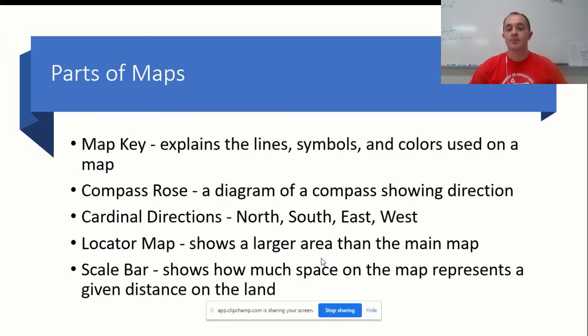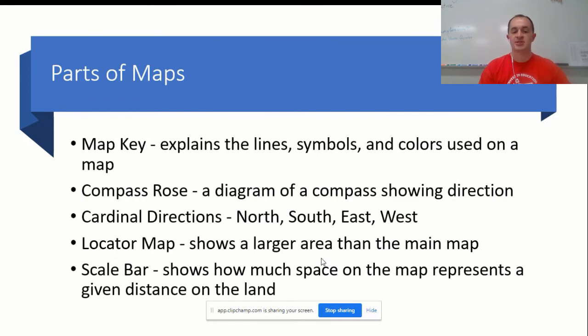A locator map shows a larger area than the main map. So if we were looking at a map of Indiana, there would be a small map in the corner that would show a map of the United States and would show where Indiana is in relation to the rest of the United States or the world.